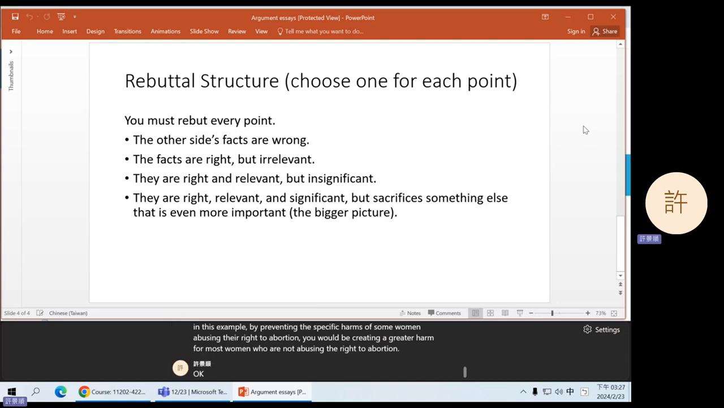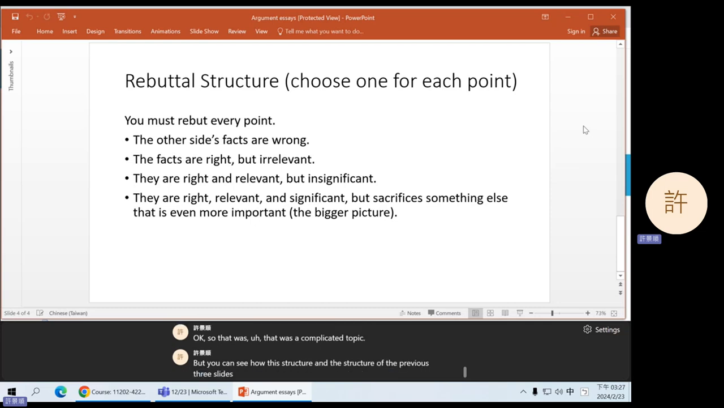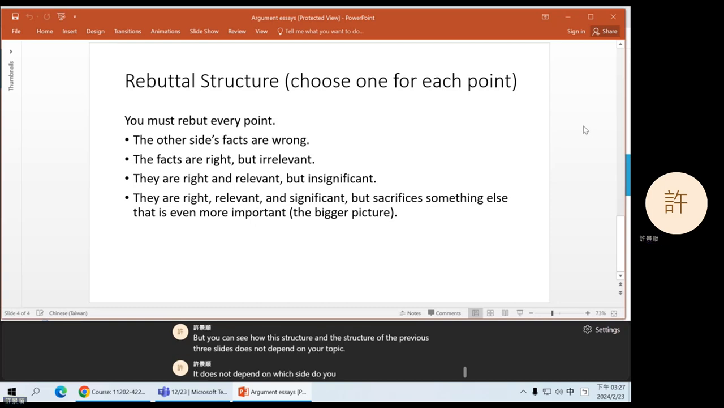Okay, so that was a complicated topic, but you can see how this structure and the structure of the previous three slides does not depend on your topic. It does not depend on which side you stand. This is a logical structure that can work for any debatable topic. Some topics are not debatable.